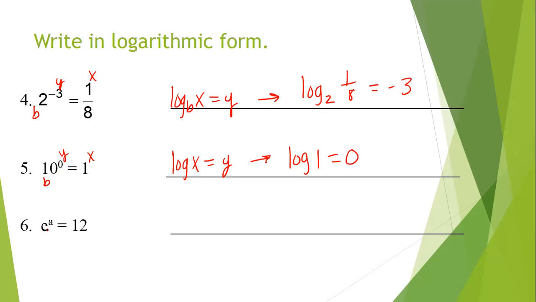Next, we have an example with natural log. I know it's natural log because there is an e. So for natural log, it's just natural log x equals y. So here's my y, here's my x. That leads me to the natural log of 12 equals a.